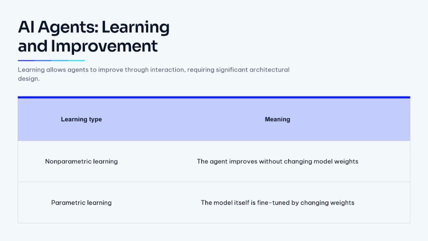And then the agent doesn't just start planning. It doesn't just start reasoning or acting. You have to teach it how to do so. So this is why learning is very, very important in agentic system design. Learning how agents improve through interaction requires significant architectural design. So this is very, very important.